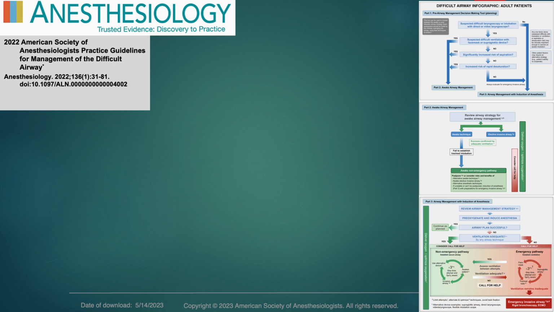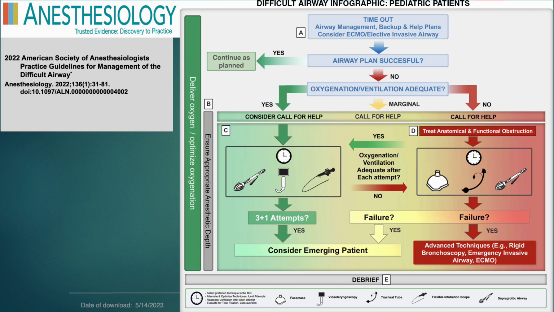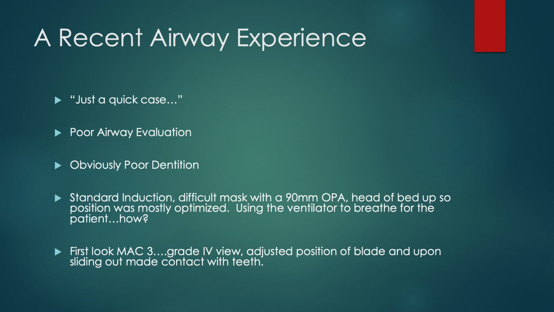All right, here's a couple different algorithms: difficult airway in adult patients, invasive, non-invasive. You need to be familiar with these, okay? And then this is the difficult airway infographic for the pediatric patient. Ventilate, ventilate, ventilate.